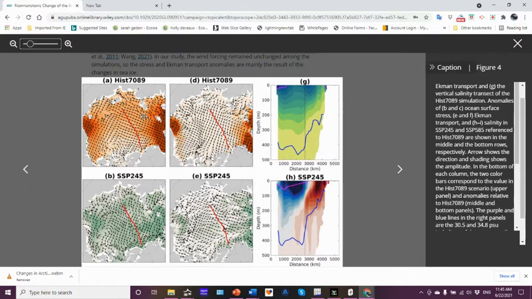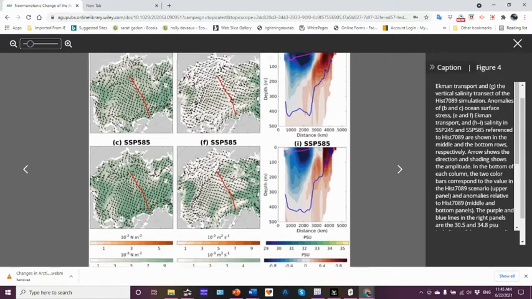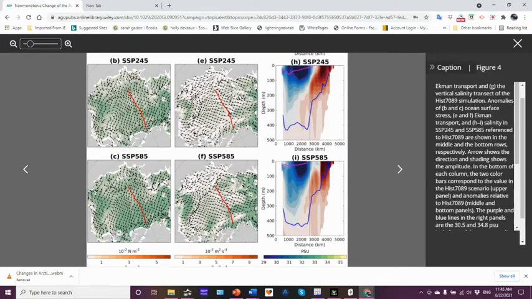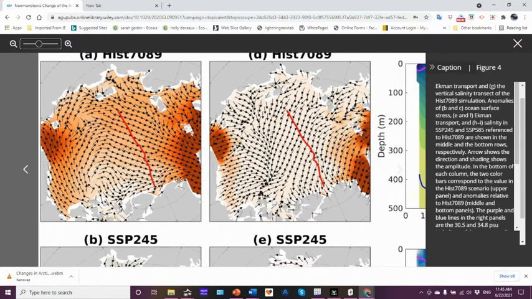So the top panel is looking at Ekman transport for the historical baseline, and then for two of the warming models, the ones with the most warming. When you look at these graphics, the arrows tell you the direction, the shading tells you the magnitude. And if you look at these arrows, we see something of a clockwise anticyclonic motion. Here is your Beaufort Gyre right here. We see that here as well, Beaufort Gyre.